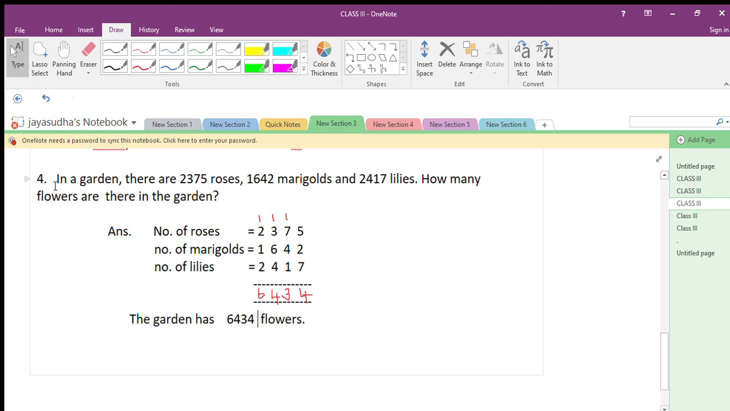Once again I read the question. In a garden, there are 2375 roses, 1642 marigolds, and 2417 lilies. How many flowers are there in the garden? So you want to add all the flowers. So you have to find out the answer. The garden has a total of 6434 flowers. Are you okay, children? Have you understood the sums? Thank you, children.